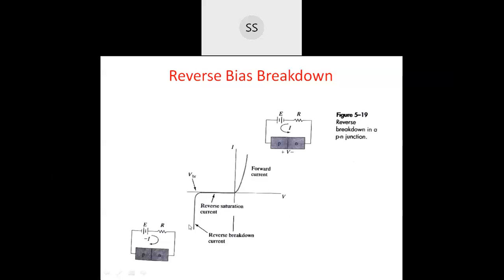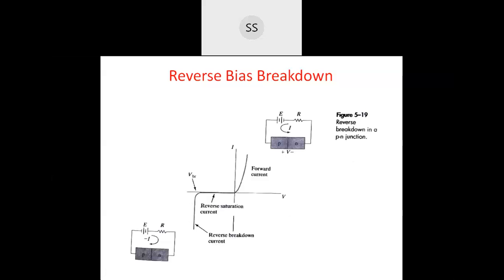At VBR, whatever high current is flowing, if it is limited by external circuitry, then the PN junction can operate safely. So the parameters related to reverse bias are: first, the reverse saturation current; then the reverse voltage VBR; and then the reverse breakdown current. These are the three important points concerned with the reverse operation of this diode.